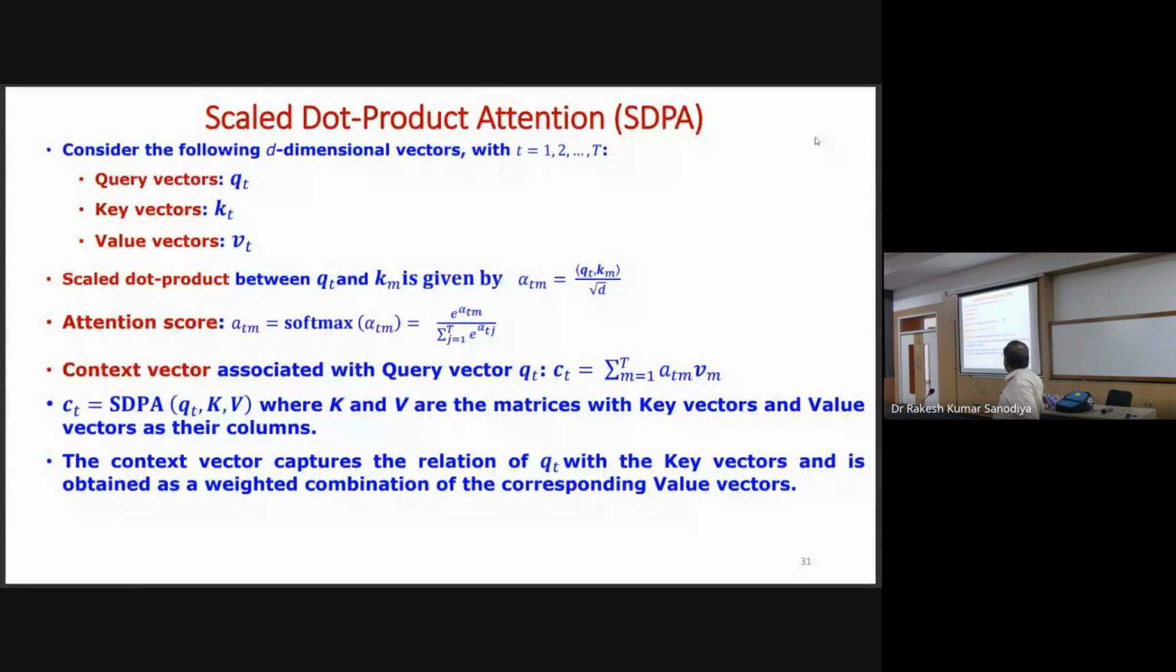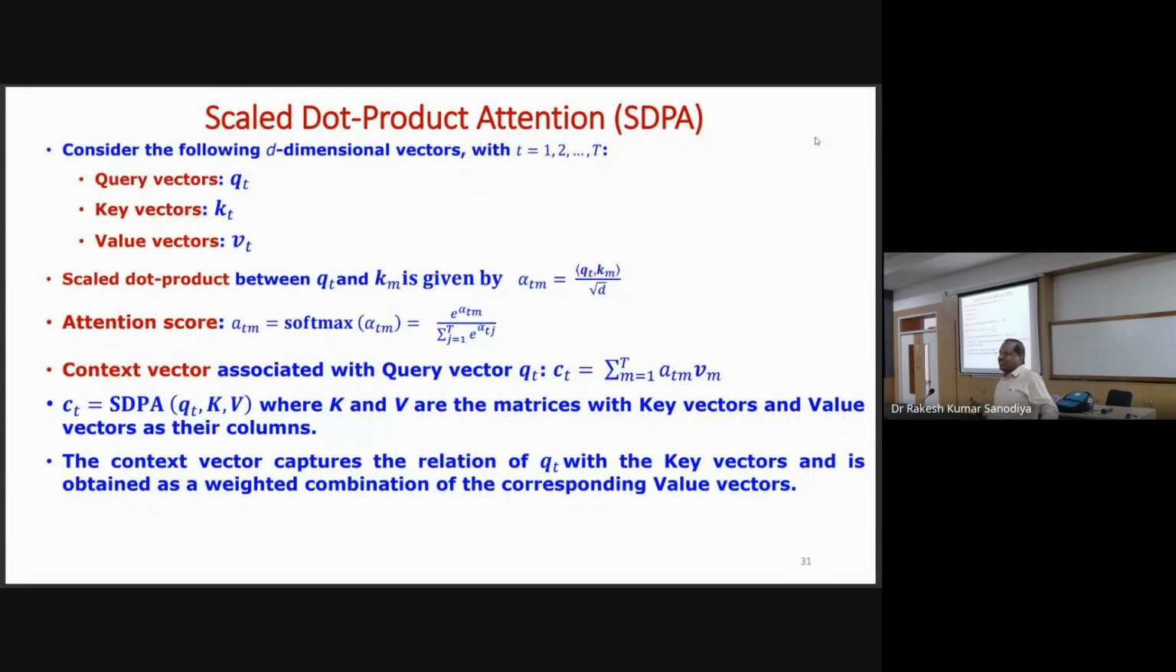It's alpha_t^m multiplied by v_m. v_m is the value vector associated with the mth key vector, like what I said in the functional approximation case, is the kind of desired output. So this alpha_t^m acts as some kind of a weight. So I'm looking at the weighted combination of these value vectors, and then add all of this over all the key vectors, and then generate this c_t.